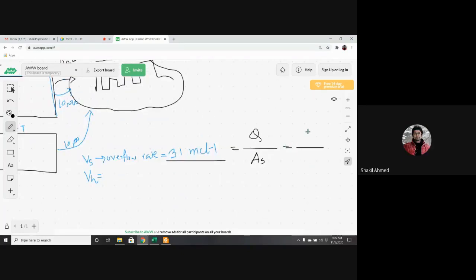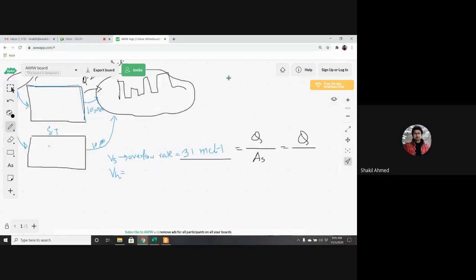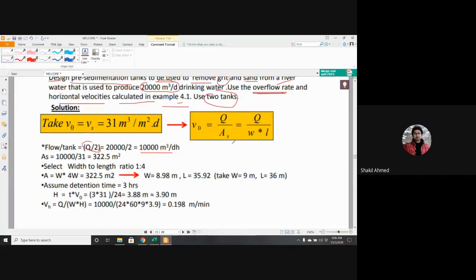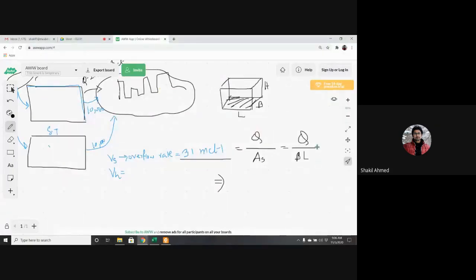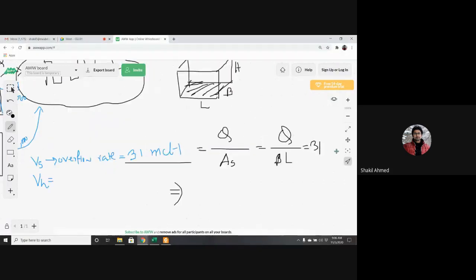So AS means what? AS means this one actually. So B into L, and this is the height, example H. So AS is this one, B into L. Now we can easily determine this. This is 31. You need to remember the unit, by the way. This is meter per day. So the surface area AS equals Q divided by 31.